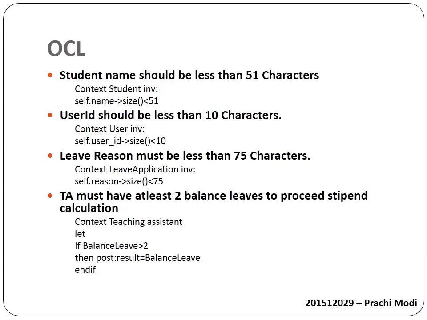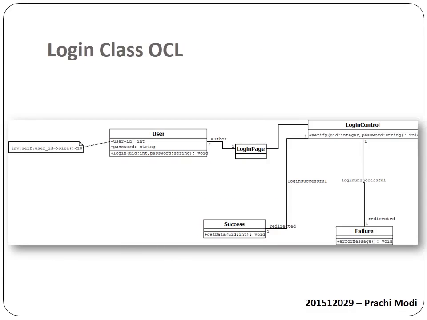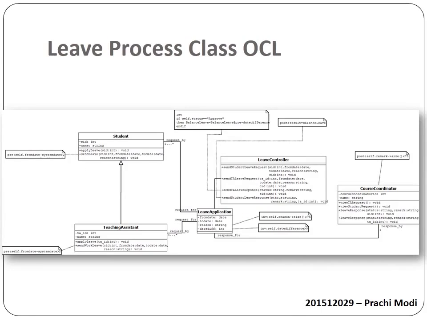In our system, there are 10 constraints, and they are the following. In the login class, the constraint is that the user ID should be less than size 10. In the view records class, we have imposed two constraints. They both work on the student class. That is, the student ID should be less than 10 characters and the name of the student should only contain 51 characters.